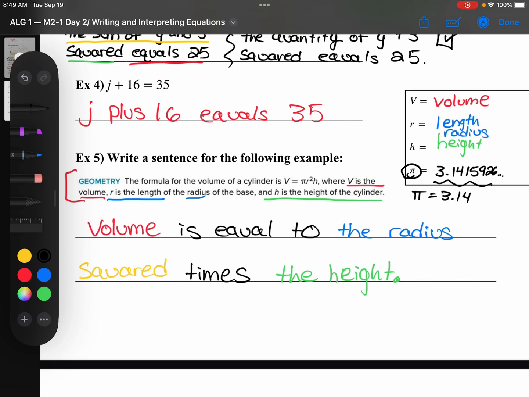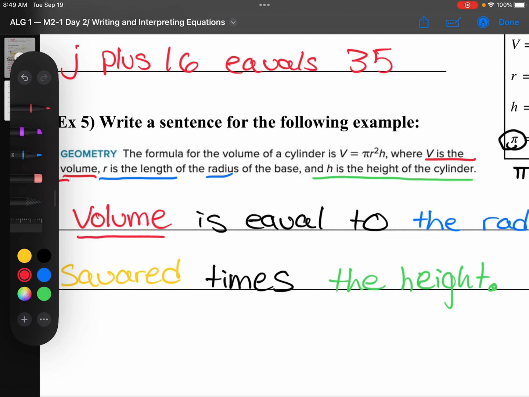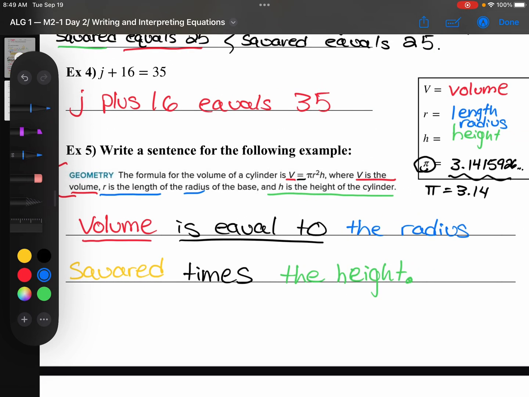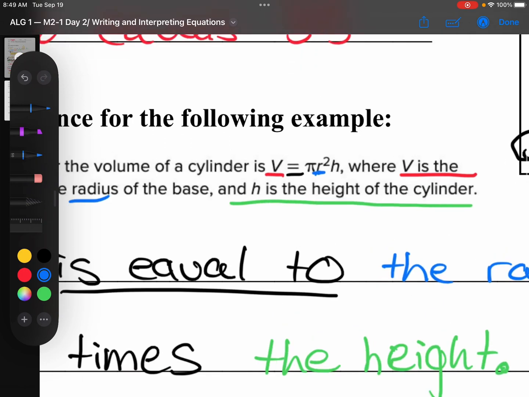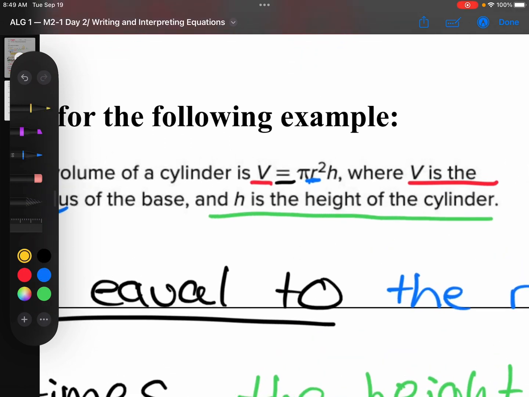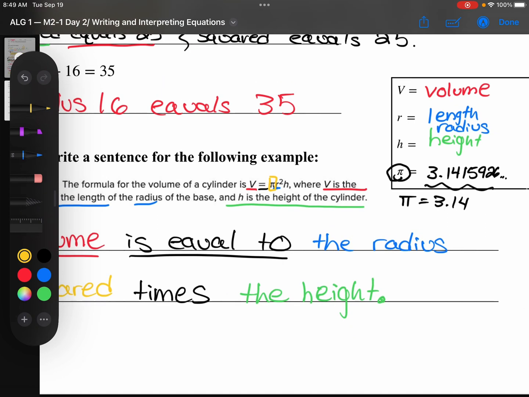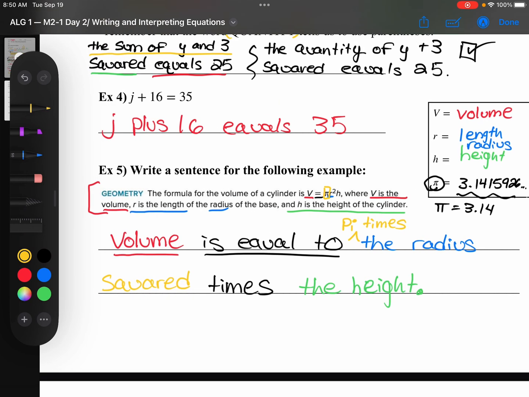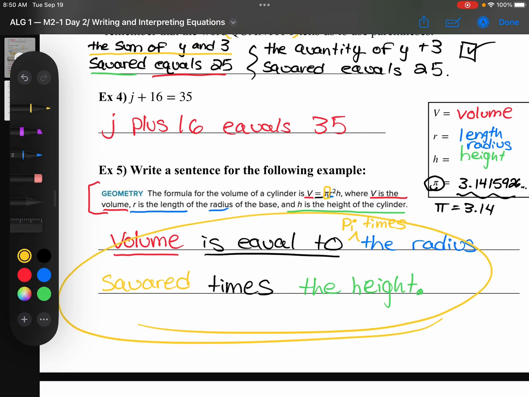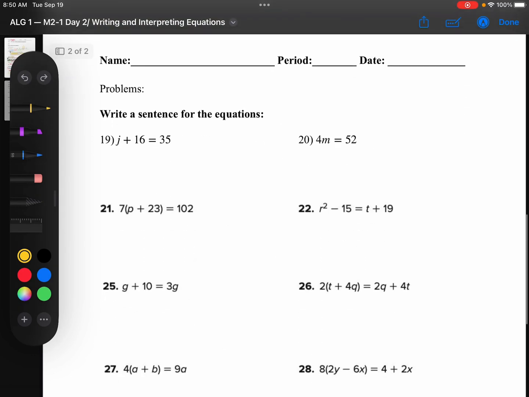So let's go through and see what I forgot, okay? So volume is equal to, and then I'm jumping right into the radius, which is here. So I forgot this magic number right here, pi. So I need to say is equal to pi times the radius squared times the height. Okay, so that is how you could translate that into a sentence. So that's what you're doing here.